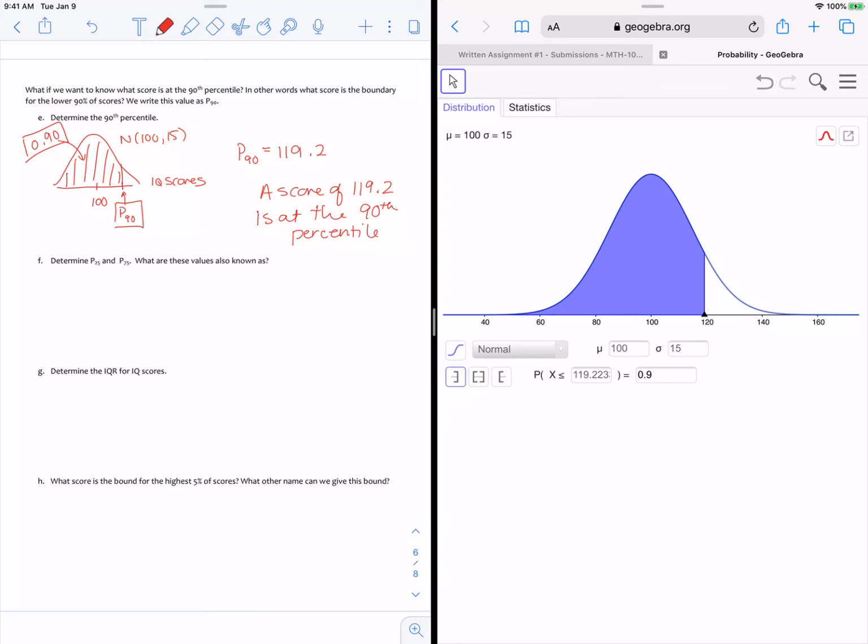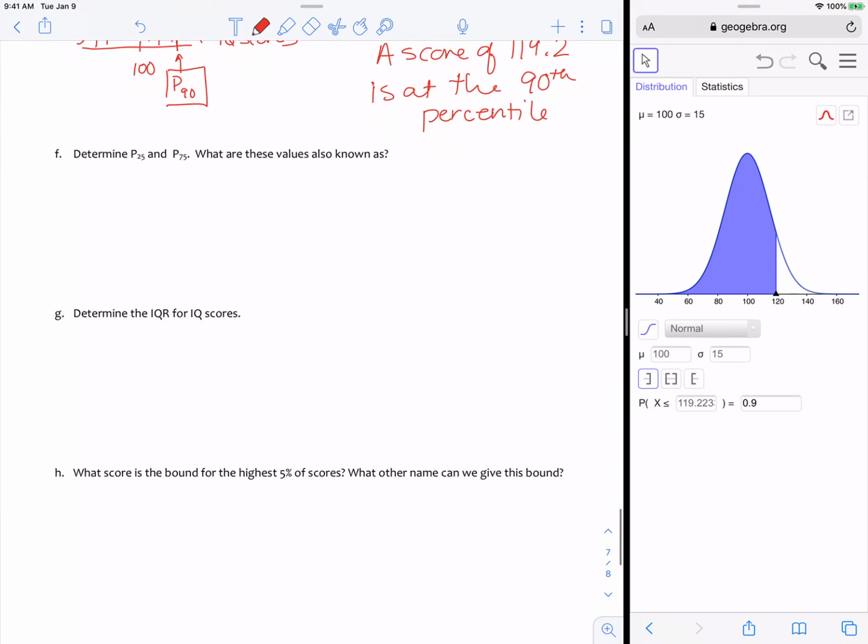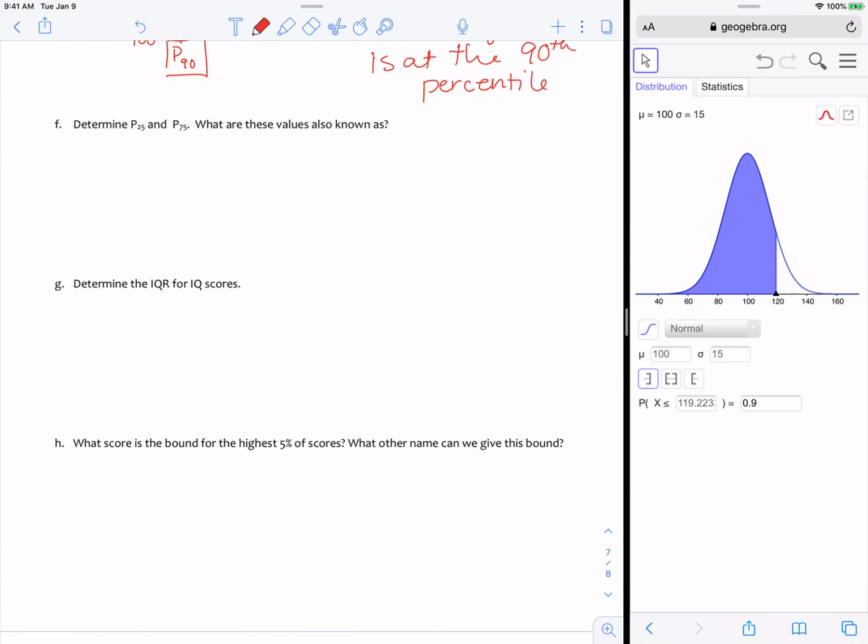All right, so now we want to determine P25 and P75. We're going to do one picture for each. Don't try and cram together too much in one picture. Here is P25, so normal, 115 IQ scores. There's 100. 25th percentile, P25. That has to lie below because we know we have 25% as our shaded area, so 0.25 lives there. So P25.